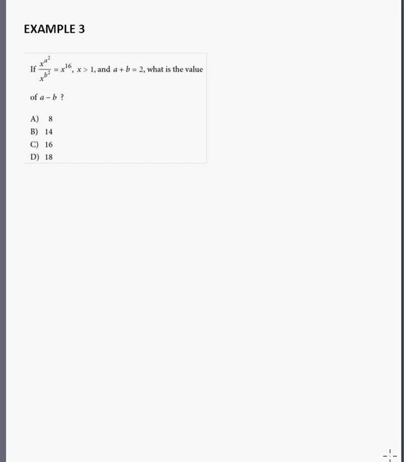So the fact that they're dividing two exponential numbers tells you that you have to use the rules of exponents. So let's come back here. We know that this x to the power a squared divided by x to the power b squared is equal to, since they have the same base, x to the power a squared minus b squared, right? And that is supposed to be equal to x to the power 16.